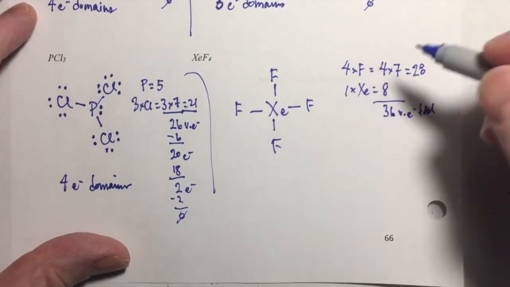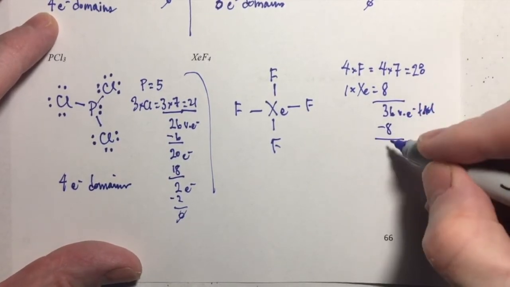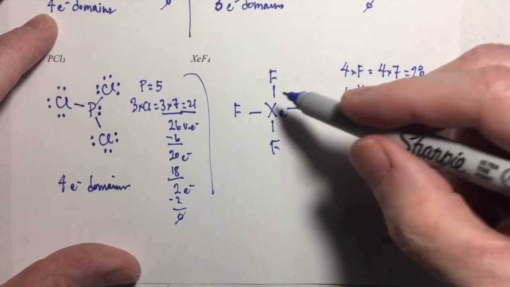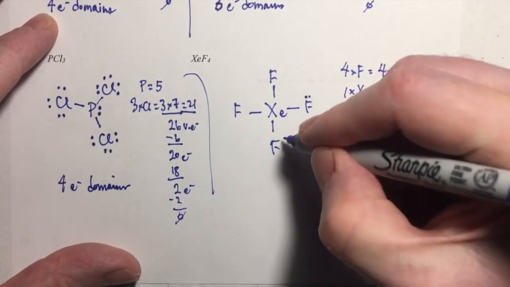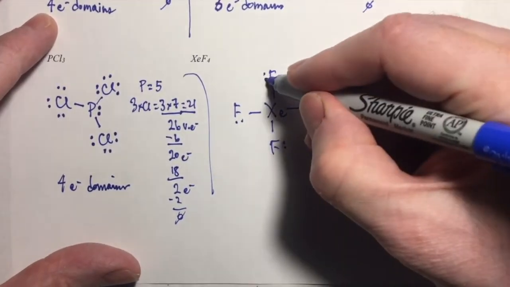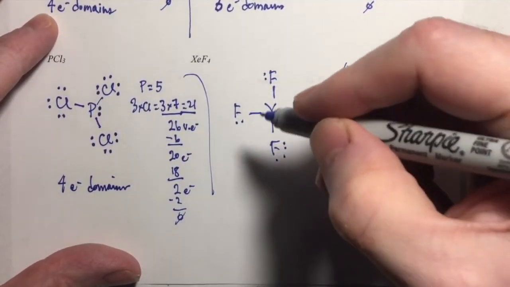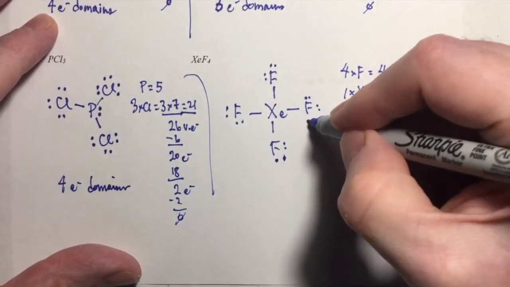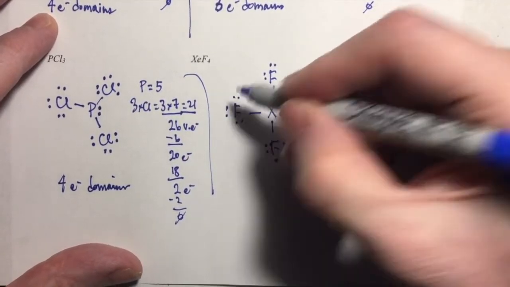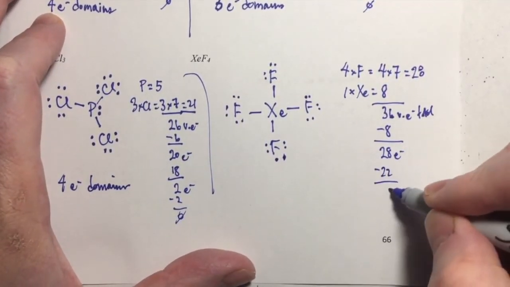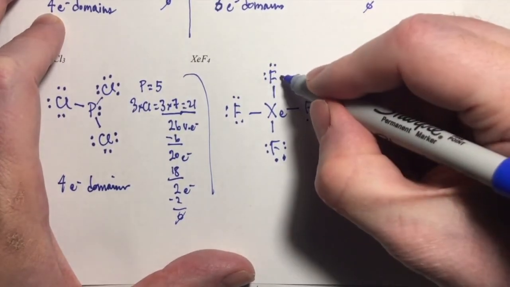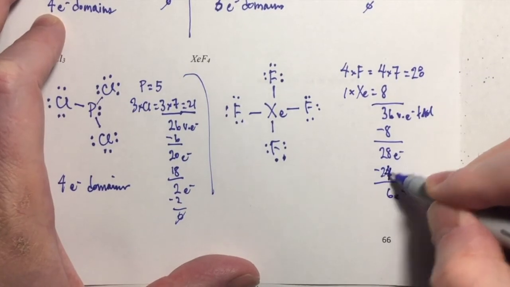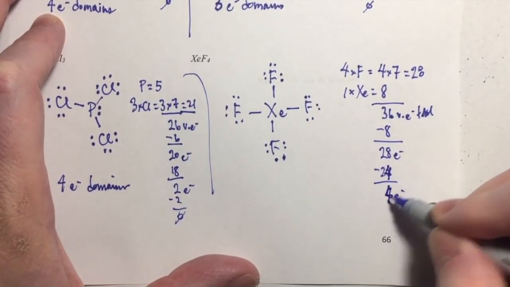2, 4, 6, 8 have already been used. 28 electrons remain to be distributed. Step 3 says put them on the outer atoms first. 2, 4, 6, 8, 10, 12, 14, 16, 18, 20, 22. Oops, I should have distributed 2 more up here, right, to fill in that octet. So I should have distributed 24. And that now leaves me with 4 electrons.